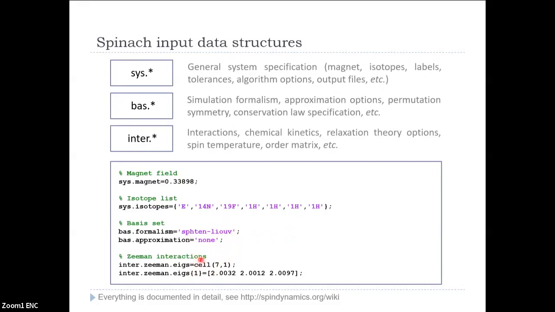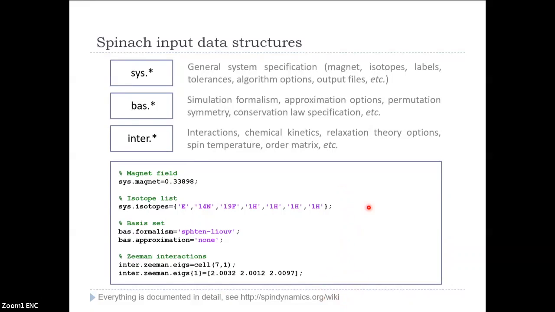And you specify interactions literally by specifying eigenvalues and Euler angles, or eigenvalues and some other orientation parameters. So in this case, 7 spins. So it's a cell array with 7 vectors in it. And the eigenvalues for the electron, it's a G tensor. So you've got the 3 eigenvalues of the G tensor. Specify the 3 Euler angles. Spinach will work everything out and construct you the Hamiltonians that you want.